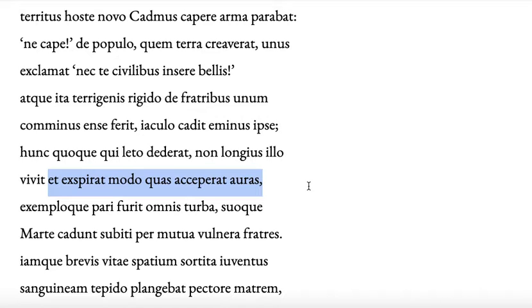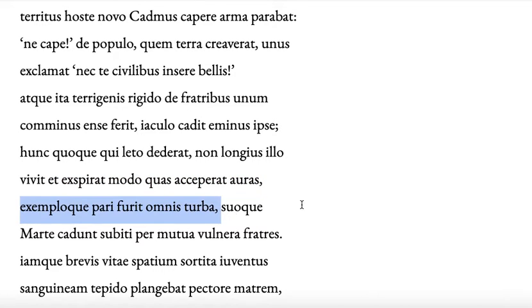So in other words, the breath of life has only just entered him and now it's gone because he's been killed. Okay. And the next phrase here is exemploque pari furit omnis turba. Okay, so the subject here is omnis turba, the whole crowd. Rages, furit, with the same example, pari exemplo. Now it's not entirely obvious what that means. The whole crowd rages with the same example. I think the idea is that the example has the same effect on all of them. In other words, once they've seen an example of a person killing someone else, they all start doing it. So it has the same effect on all of them.